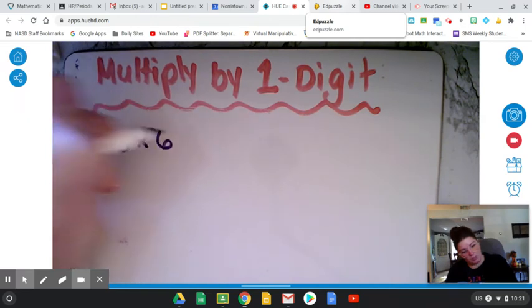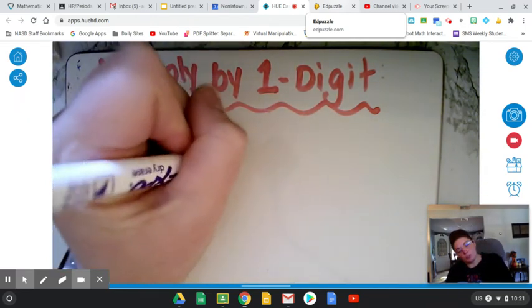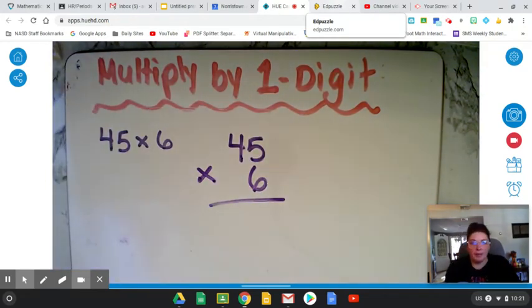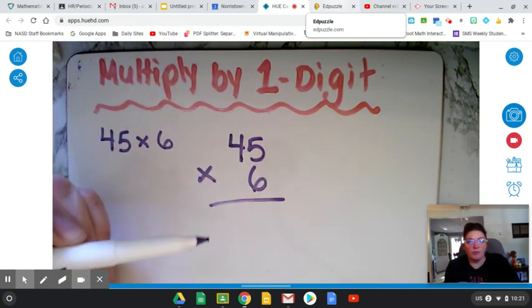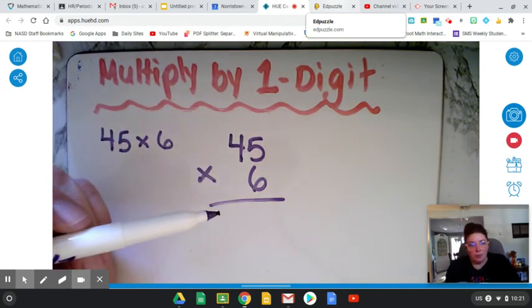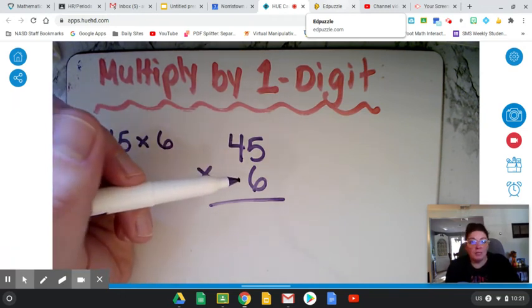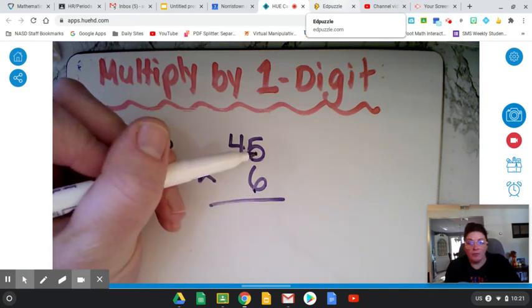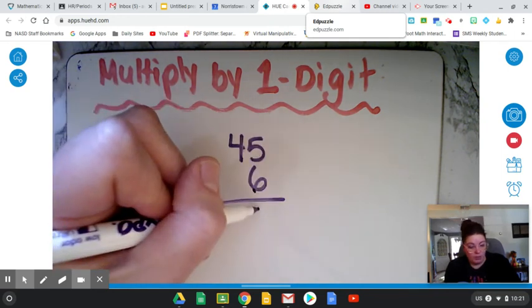45 times 6. Let's find the product. I'm going to stack my problem, and then I'm going to share 6 with 45. That might not be mental math. It probably is not mental math for many of you. So let's break it down. 6 has to individually share or multiply with the 5 first. 6 times 5 is 30.